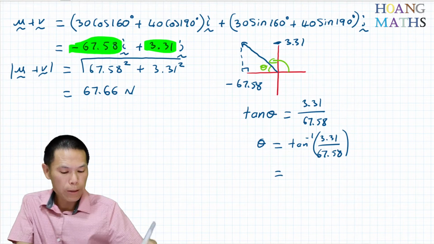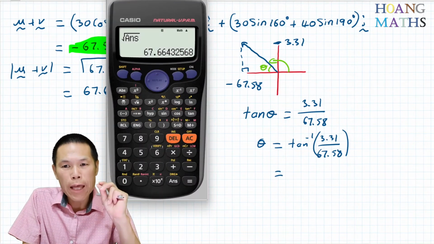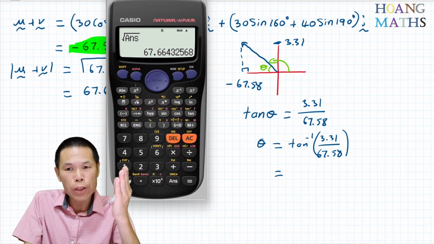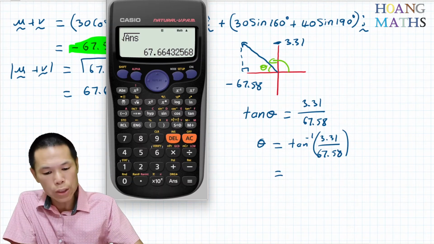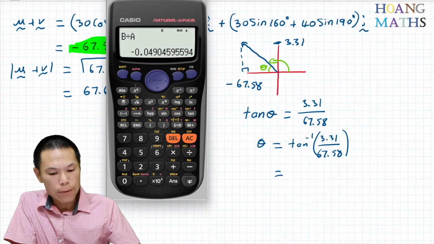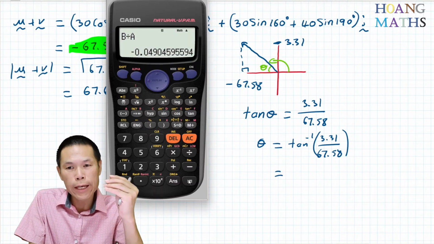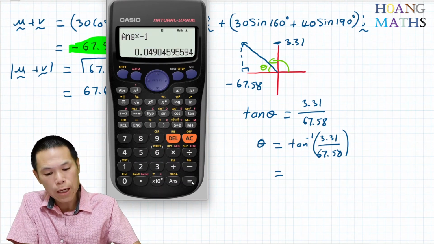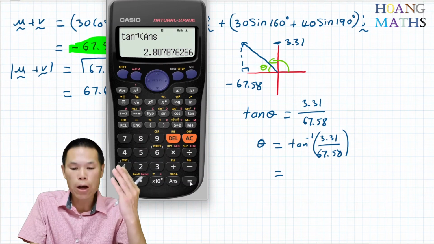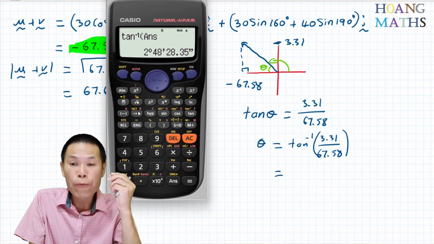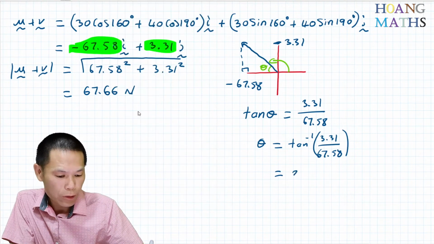Remember that I store the i component in memory A and B is for the j component. So what I do is just go alpha B divided by alpha A. Now, of course, I do not want the negative number, so I just times by -1 to get rid of the negative first. Then I go inverse tan. So there you go. I press the DMS button: 2 degrees and 48 minutes.